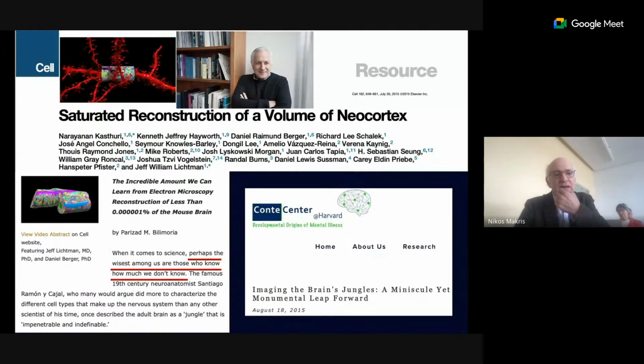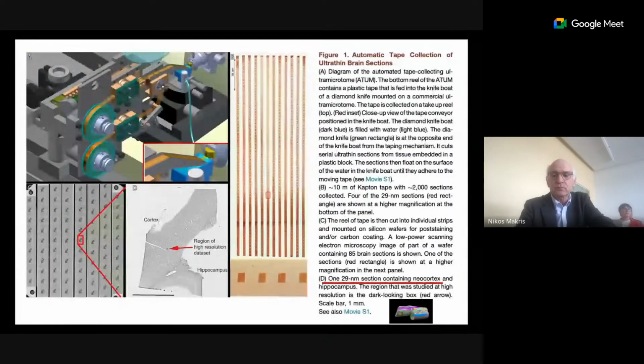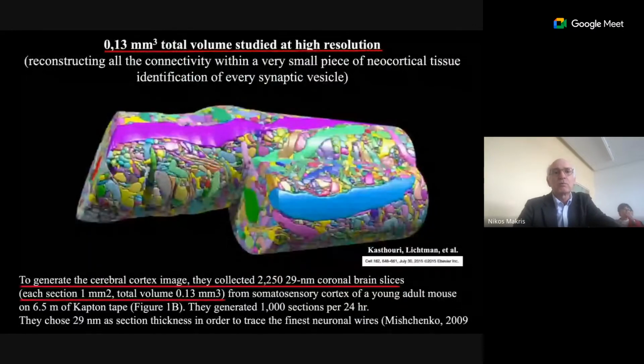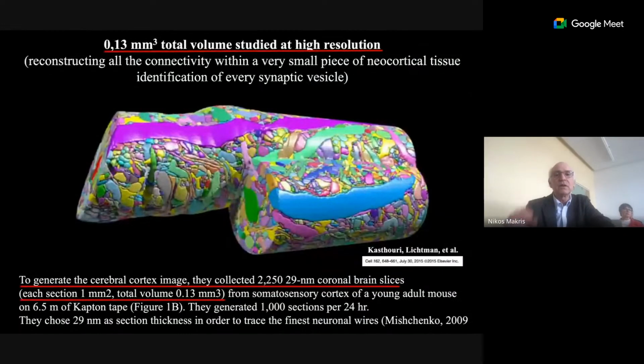with a new technique, took a little sample of tissue of a rat somatosensory cortex of the size of 0.13 millimeter cube of volume, and he sliced it in 2,250 sections, each one of them 29 nanometers thick. That tells us that what was already done with electron microscopy now can be done also with other techniques.